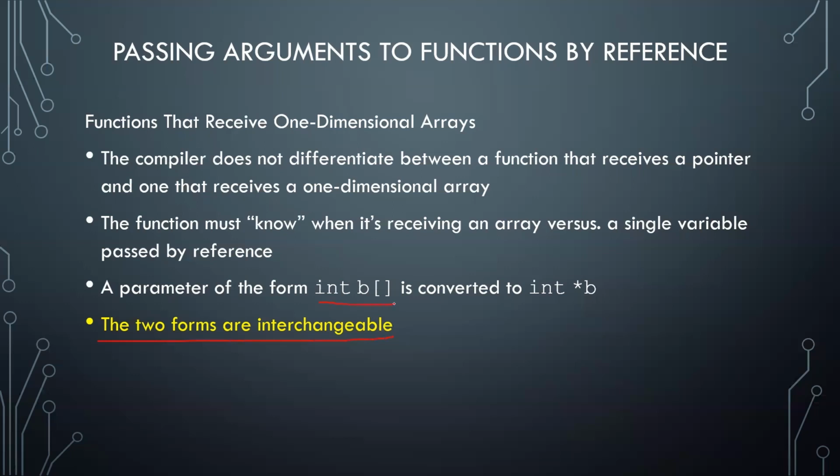Int array b can be converted into int pointer to b. These two forms are interchangeable. Okay, we kind of talked a little bit about that when we talked about arrays. But now, hopefully, we're making some of those connections to why the array looks and acts the way it does.